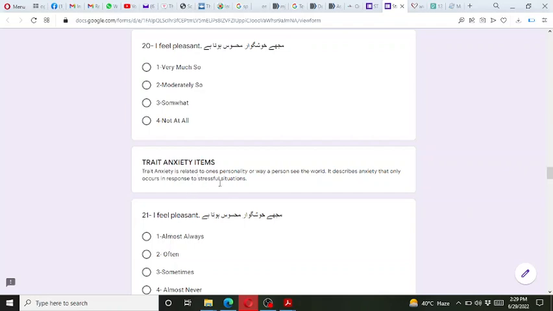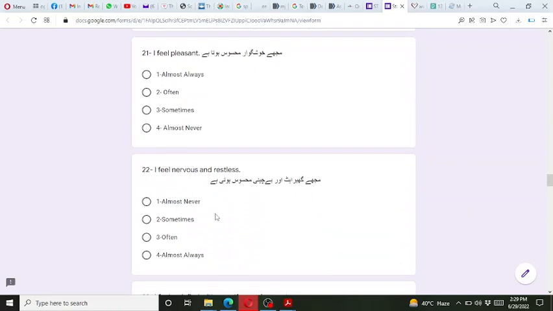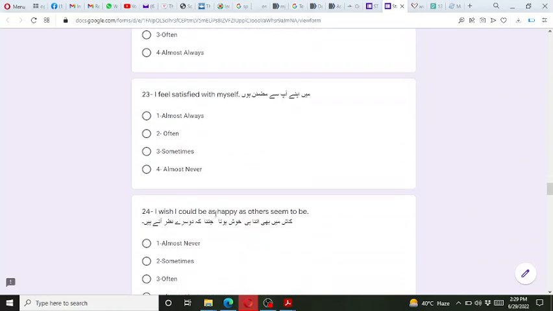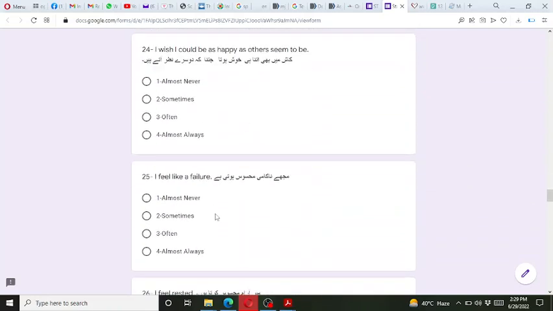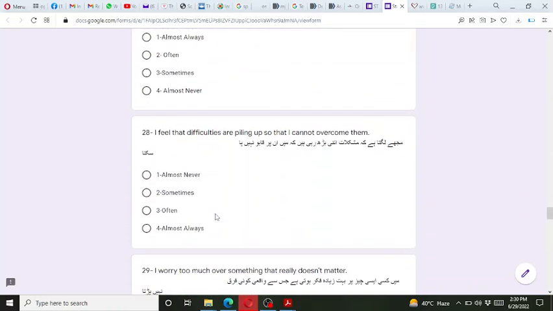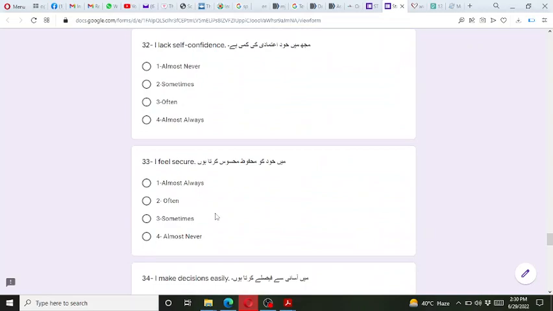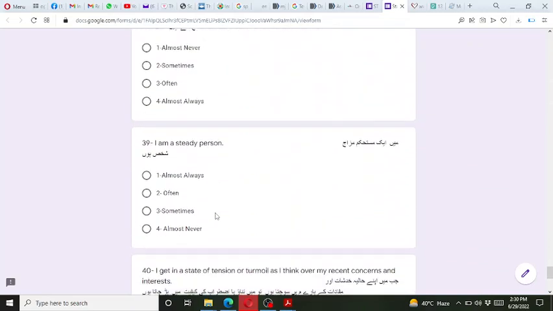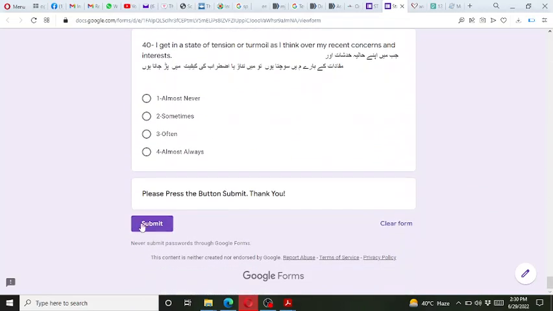So here the items are translated into Urdu, and it would be helpful for the therapist to understand and to communicate to the patient. At the end of the inventory, there is a submit button. So after recording all the responses, just simply click on the submit button, and your responses would be recorded online.